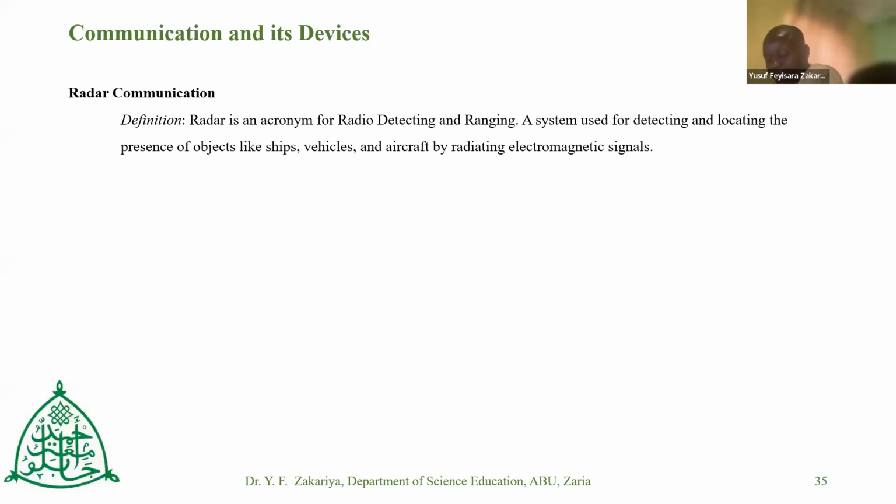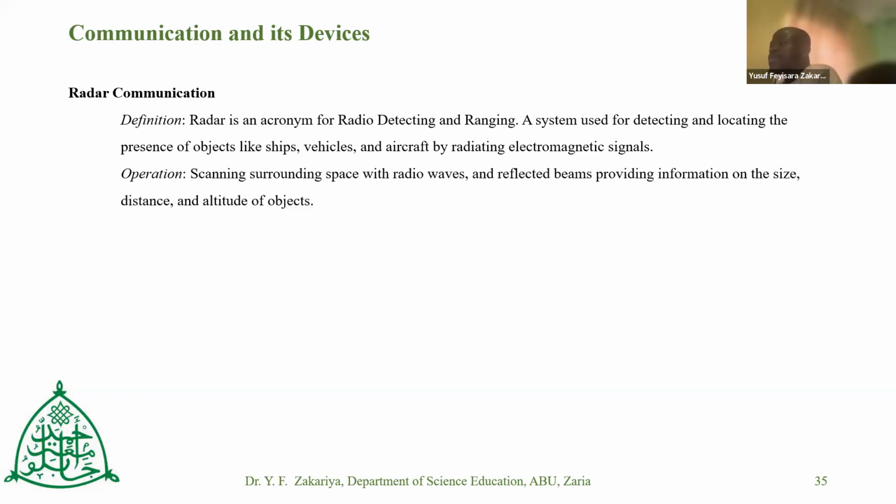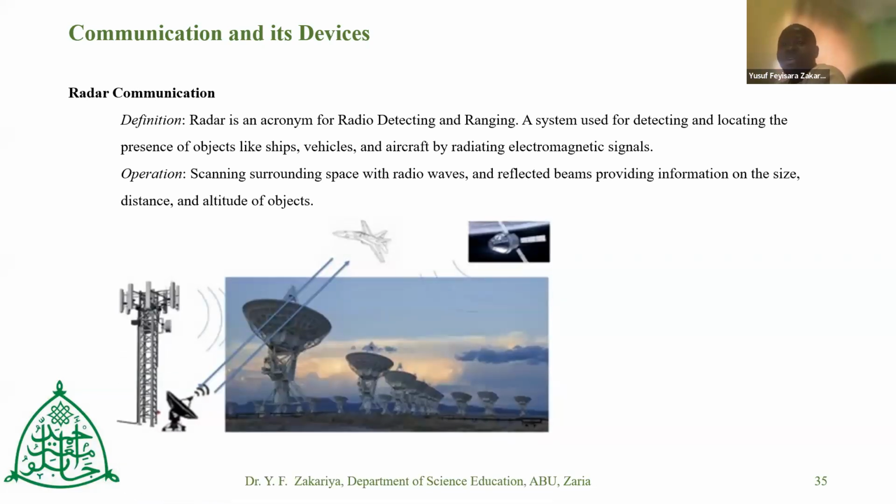So radar is another form of communication device through which we monitor objects like ships, vehicles, and aircraft. It's different from the satellite. The satellite is located in space, while the radar is within us here on the land. It scans the surrounding space with radio waves and reflected beams, providing information on the size, distance, and altitude of objects. So you have a kind of picture of what a radar looks like, and maybe you have seen some of these things before. These are the radars that we have for tracking objects.